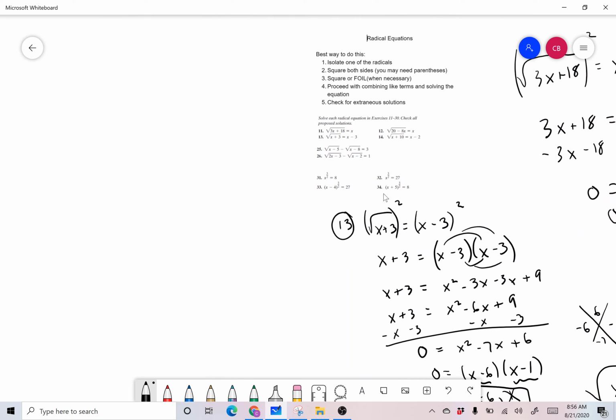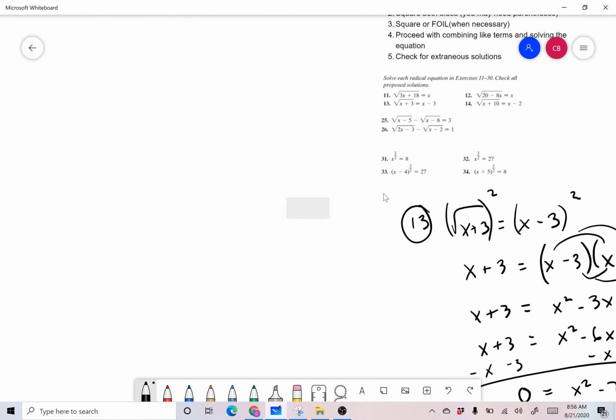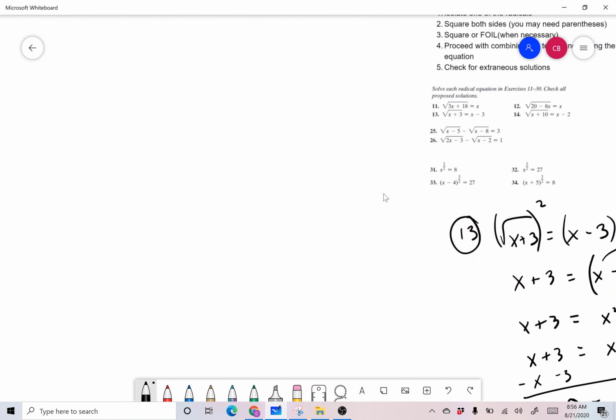All right, so there's 2 of those. Let's look at 25. Square root of x minus 5 minus square root of x minus 8 is equal to 3.